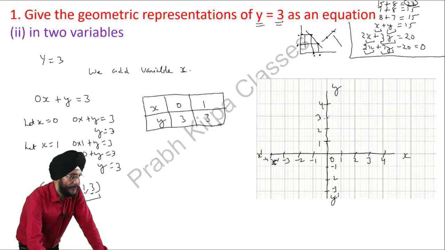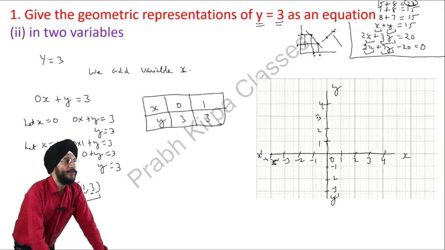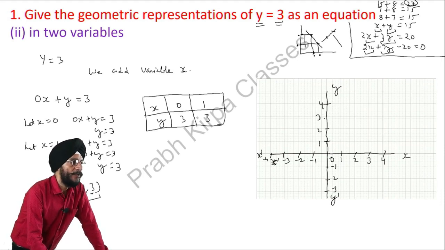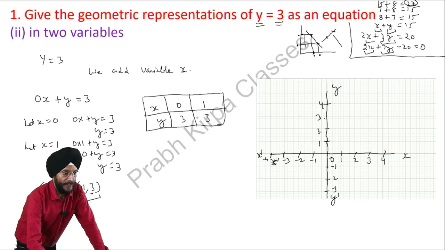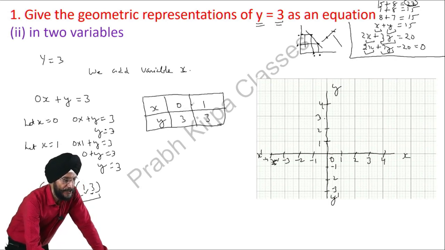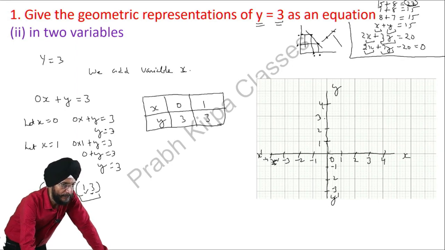Now on the basis of the solutions which we have found, that is, on the basis of the values of x and y which we have found, we will form the graph. Now this is the value of x, this is 0, value of x is 0. Now the value of y is 3, so here the value of y is 3. Here it is the first point where x is 0, y is 3.